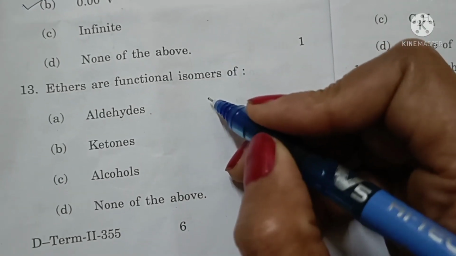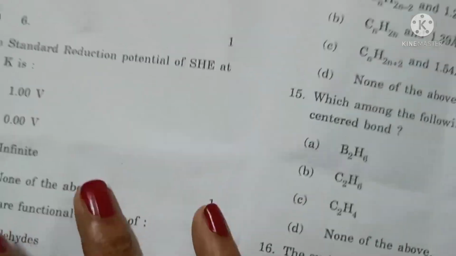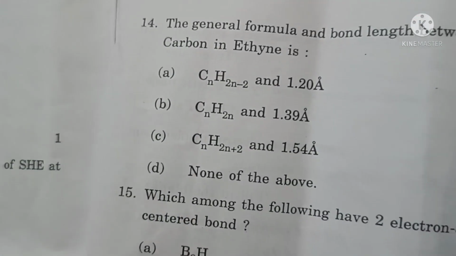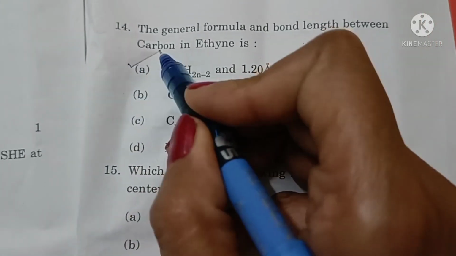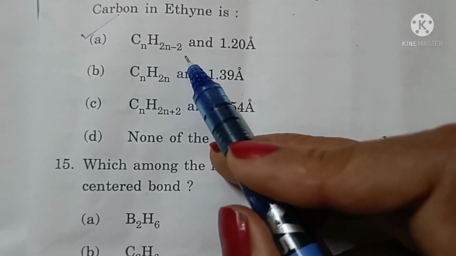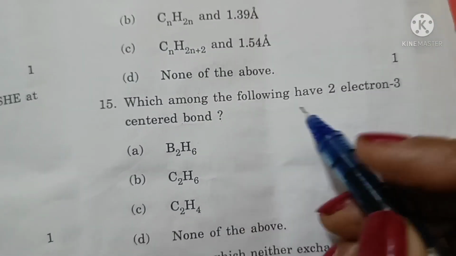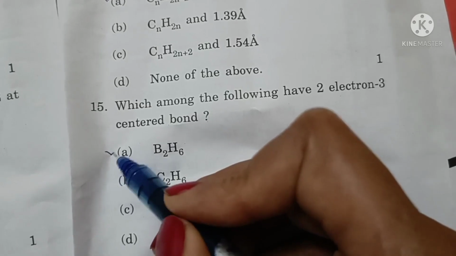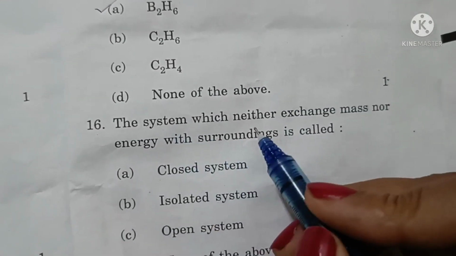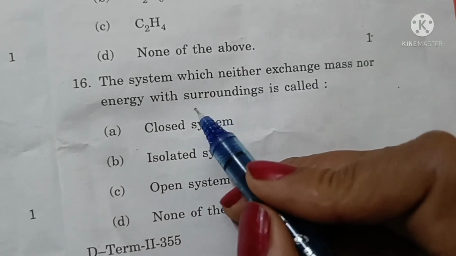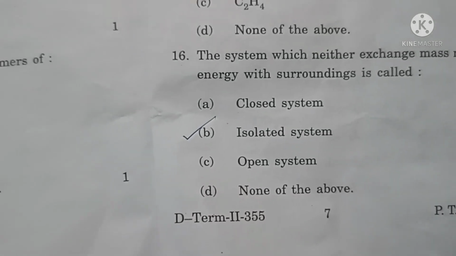Ethers are functional isomers of alcohols. The general formula and bond length between carbons in ethyne is option A, CnH2n-2 and 1.20 angstrom. Which of the following has a 2 electron 3 centered bond? It is diborane, B2H6. The system which exchanges neither mass nor energy with surroundings is called an isolated system.